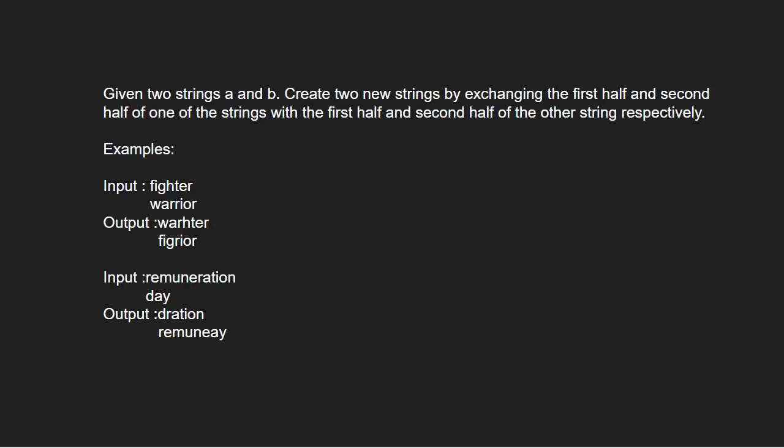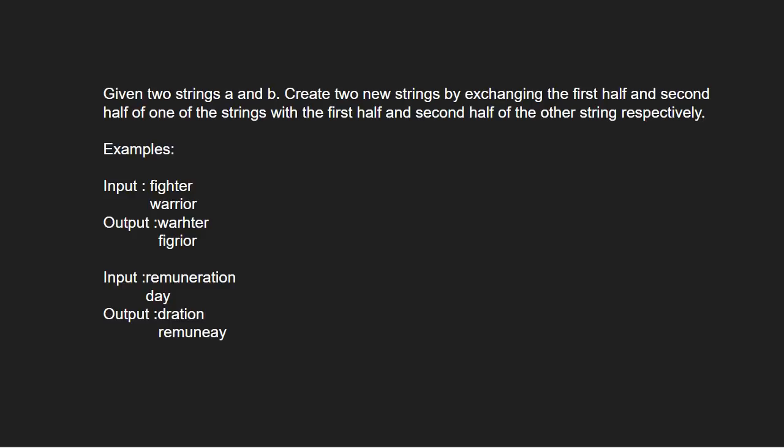In the first example, fighter can be made up of two parts, F-I-G and H-T-E-R. Similarly, warrior is also made up of two parts, W-A-R and R-I-O-R. We interchange the first part of both the strings to create two new strings, W-A-R-H-T-E-R and F-I-G-R-I-O-R.